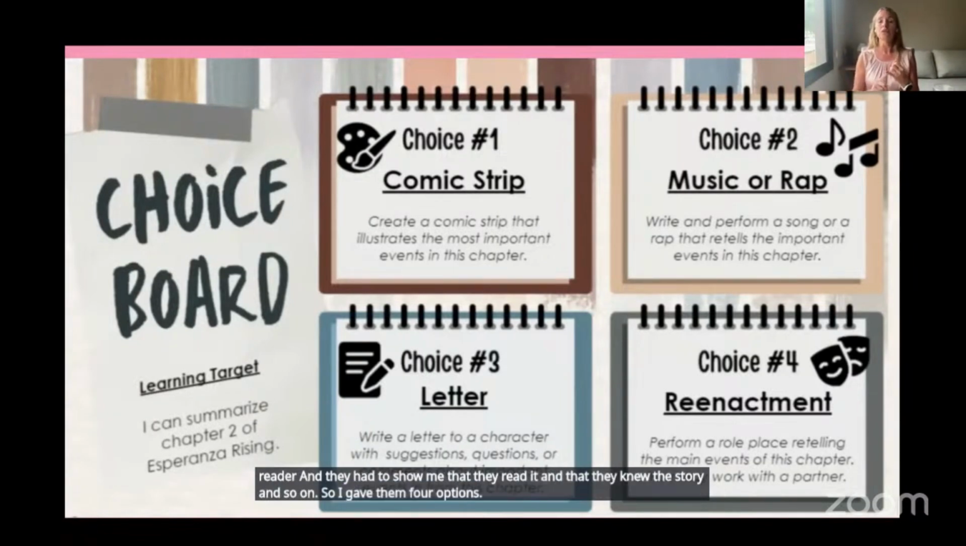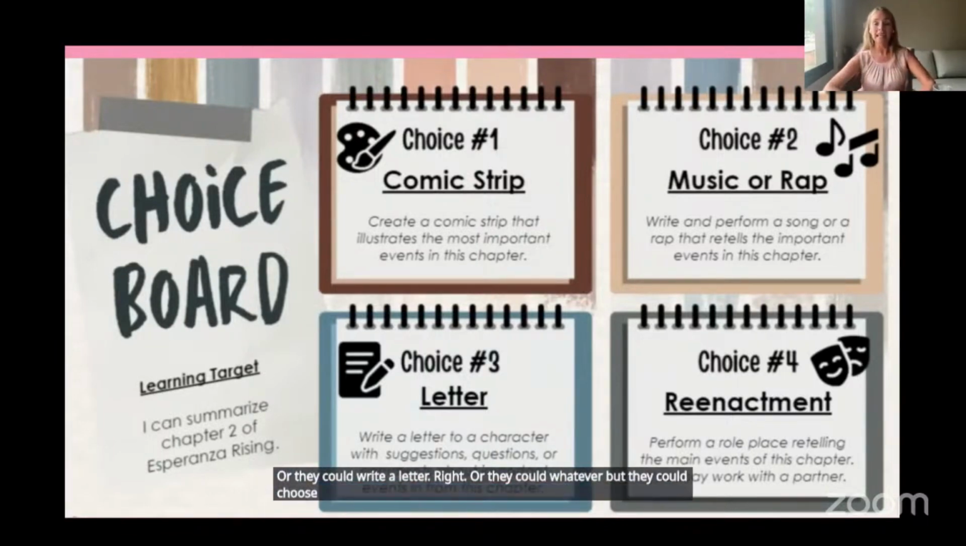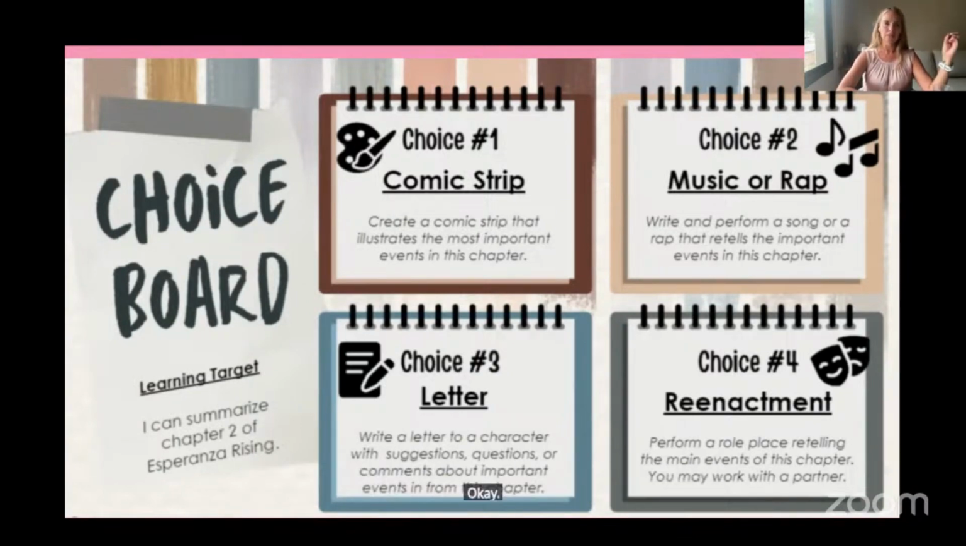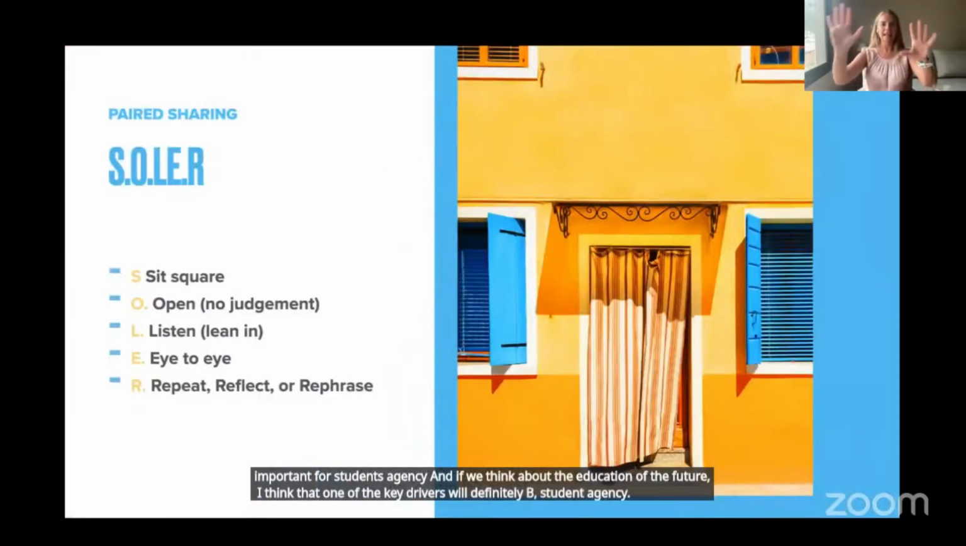Number 1, they had to create a comic strip, or they could do something with music about the story of the book, or they could write a letter, right? Or they could whatever, but they could choose how they would show me that they read the short story, that they had read the reader. Okay? So making our students accountable through voice and choice is extremely important for students' agency. And if we think about the education of the future, I think that one of the key drivers will definitely be student agency.